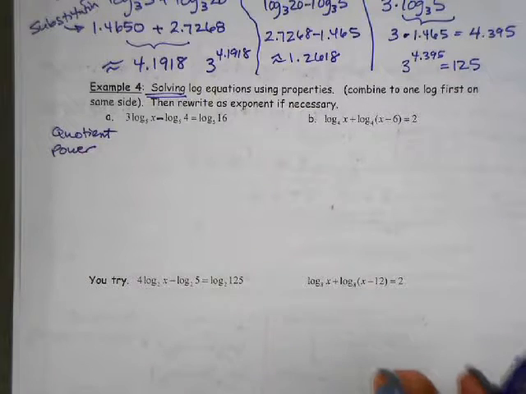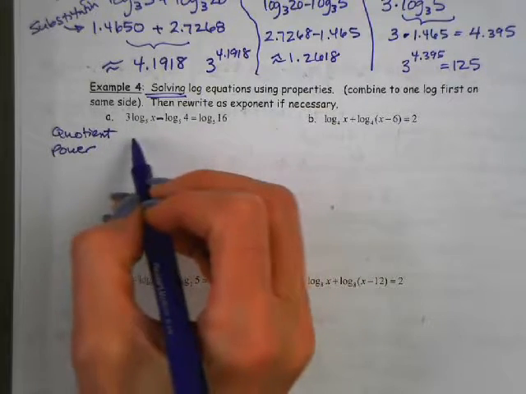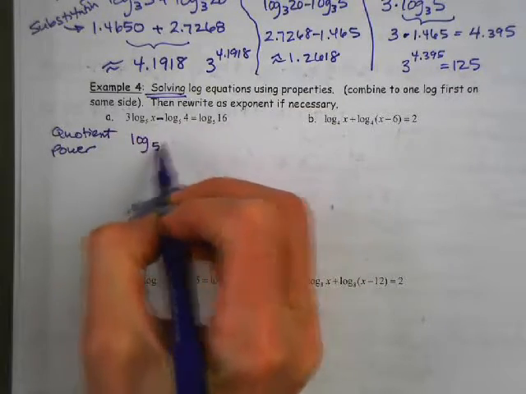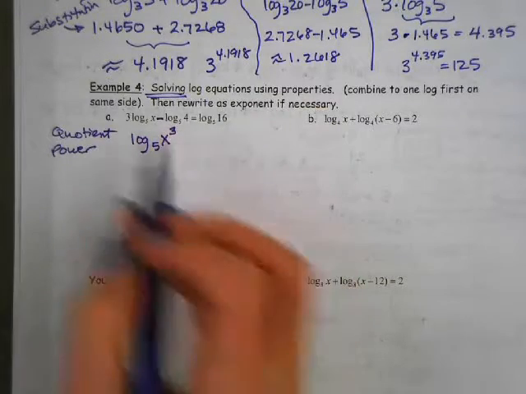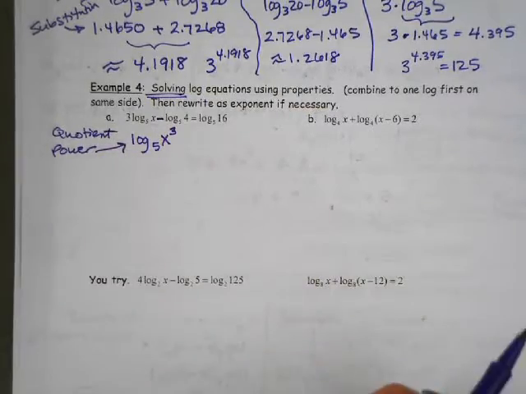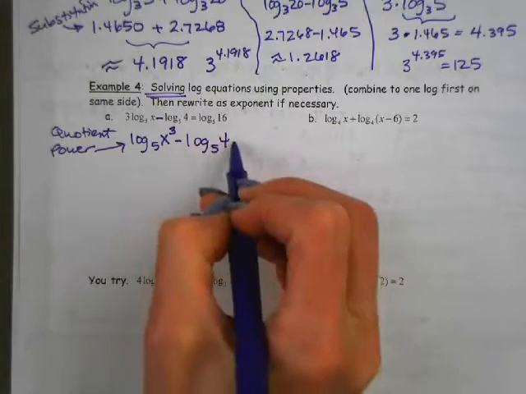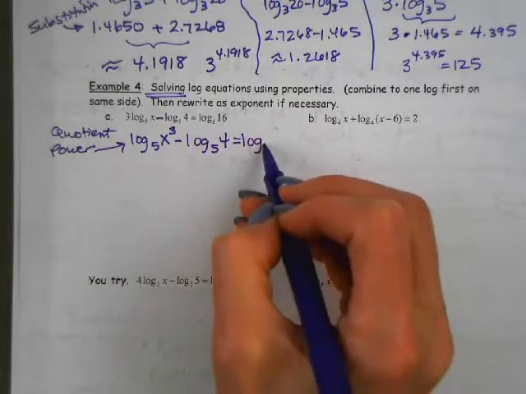Okay? When you simplify, you want to go order of operations. So I'm going to do the power one first. So I'm going to rewrite this as log base 5 x cubed. So the power property tells me to take that and pull it up. Okay, so that's the power. And that's going to be minus log base 5 of 4. And that equals log base 5 of 16.